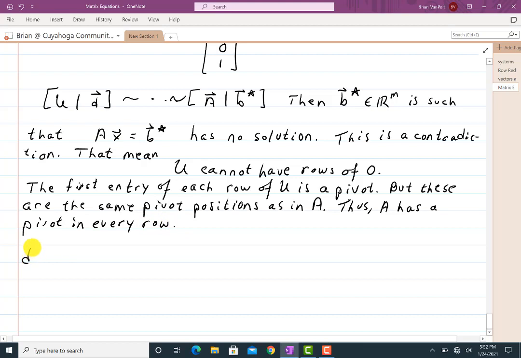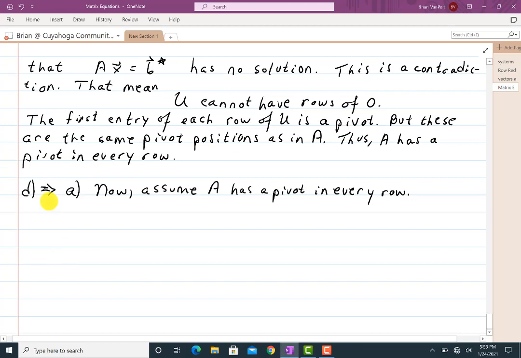I know by now you might be falling asleep, but now I'm going to assume that D is true and prove that part A was true. So let's make the assumption. So now assume A has a pivot in every row. Now, what was A again? Once again, do the row ops.